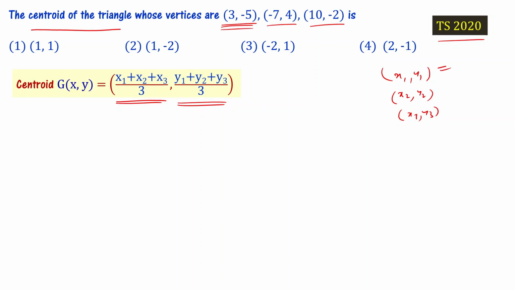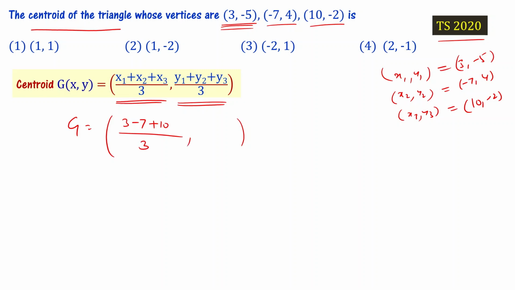x1, y1 equal to 3, minus 5 అనుకుందాం. x2, y2 is minus 7, 4 and x3, y3 is 10, minus 2. Let's substitute these into the formula. So centroid G is defined now as x1, that is 3, plus x2, that is minus 7, plus x3, that is 10 divided by 3, y1, that is minus 5, plus y2, that is 4, plus y3, that is minus 2 divided by 3.